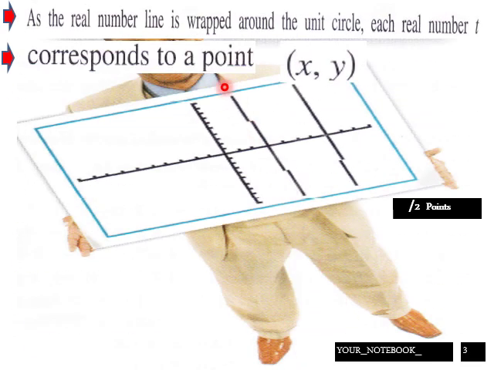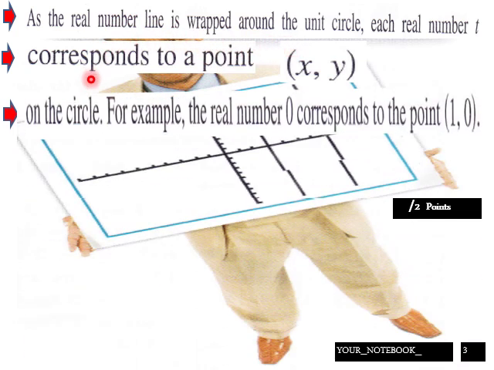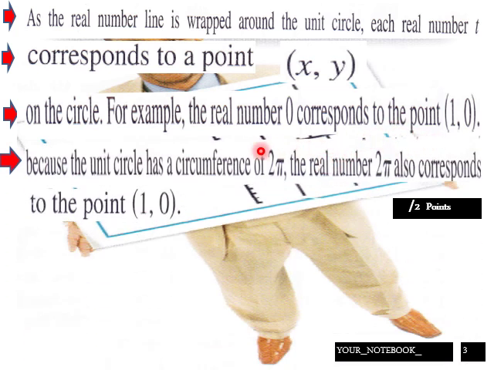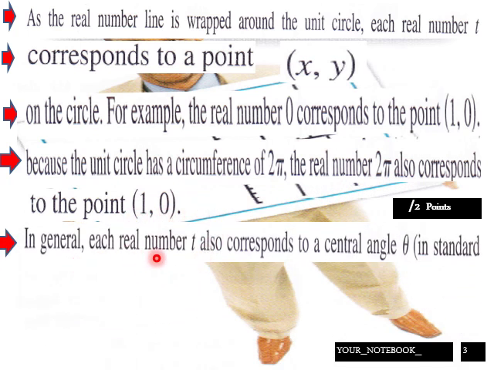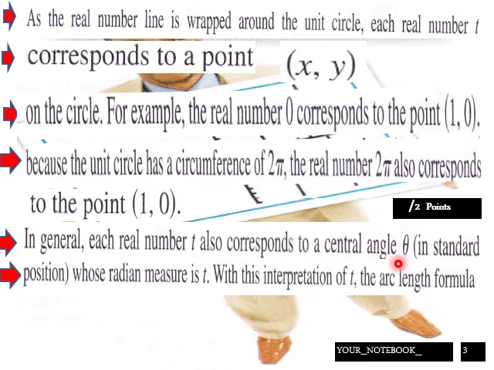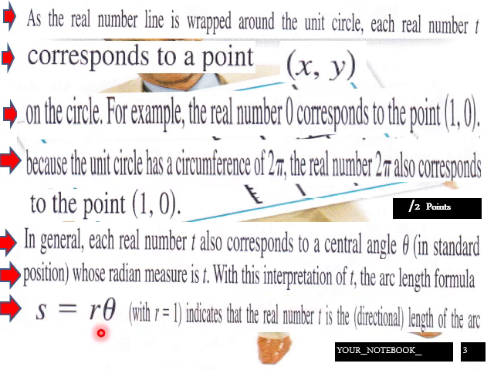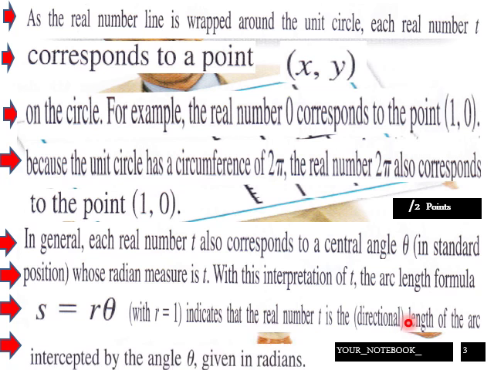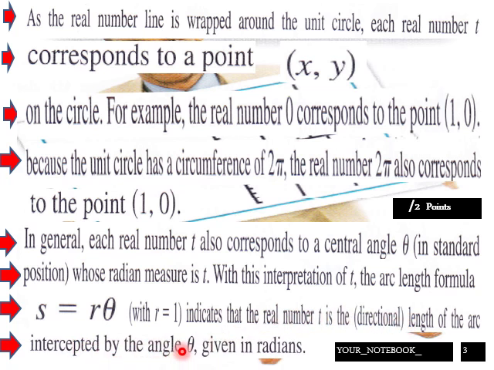Okay, students, this goes in your notebook. As the real number line is wrapped around a unit circle, each real number t corresponds to a point x, y on the circle. For example, the real number 0 corresponds to the point 1, 0. Because the unit circle has a circumference of 2 pi, the real number 2 pi also corresponds to the point 1, 0. In general, each real number t also corresponds to a central angle theta in standard position, whose radian measure is t. With this interpretation of t, the arc length formula, s equals r theta, with r equals 1, where r is the radius, indicates that the real number t is the directional length of the arc intercepted by the angle theta given in radians.